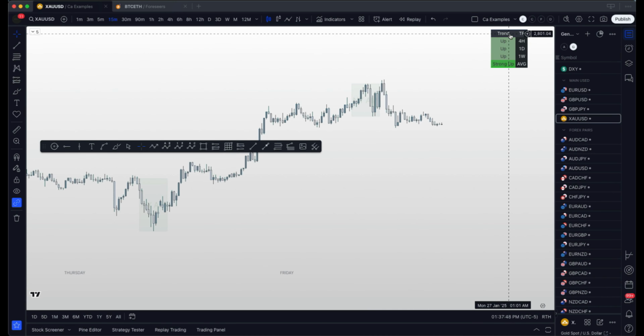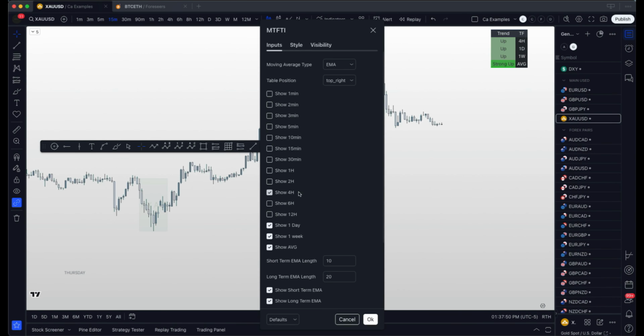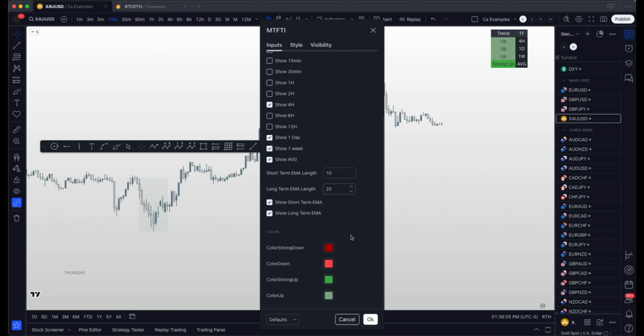So I want you to copy these settings right here, the 4 hour, the 1 day, and the 1 week, and the show average. Use all of these settings, 10 to 20, the moving average type, it would be an EMA, and just make sure you copy it exactly the way I have it, okay? You can change the colors to how you want, but this is the way I've kept the colors.